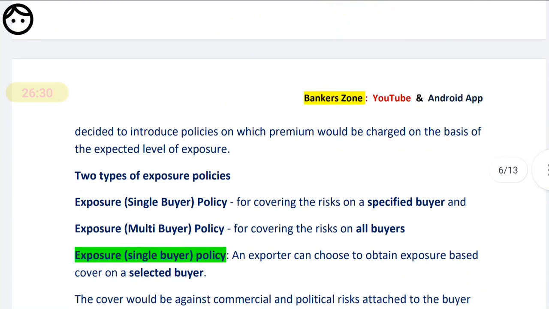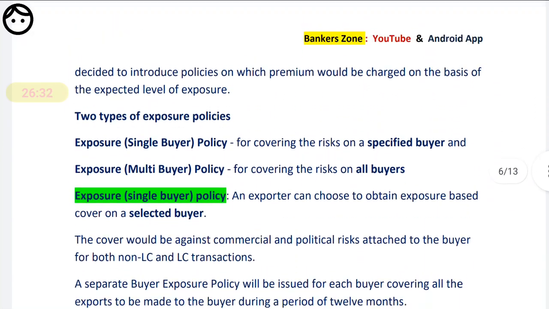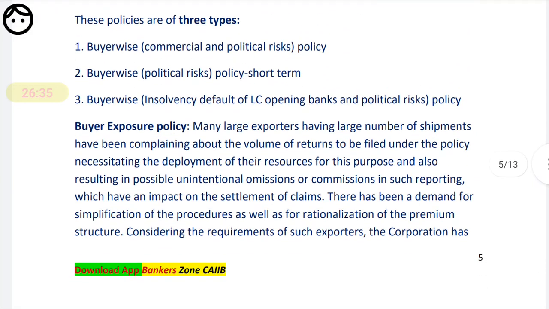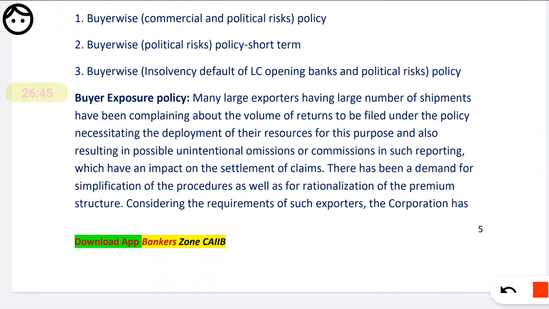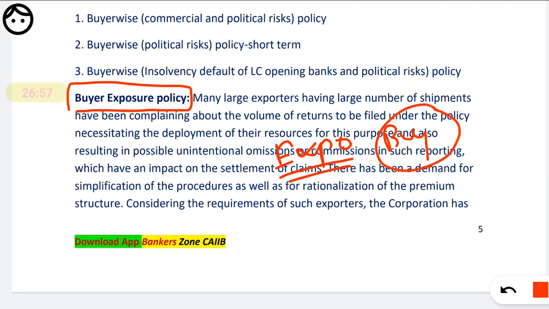So we have discussed the very first, the specific buyer policy. The next policy we have to discuss is the buyer exposure policy. So what is a buyer exposure policy? It is very simple: the exposure to a particular buyer. The name itself is self-explanatory. You are exposing, that means how much you can expose to a particular buyer. That is the buyer exposure policy.